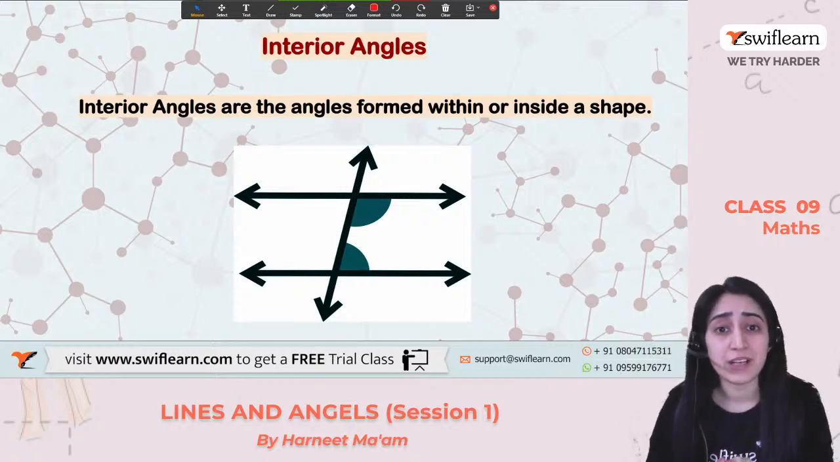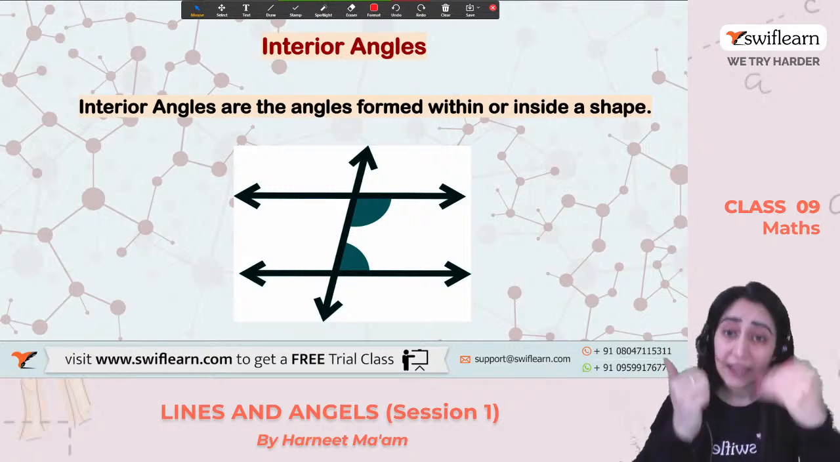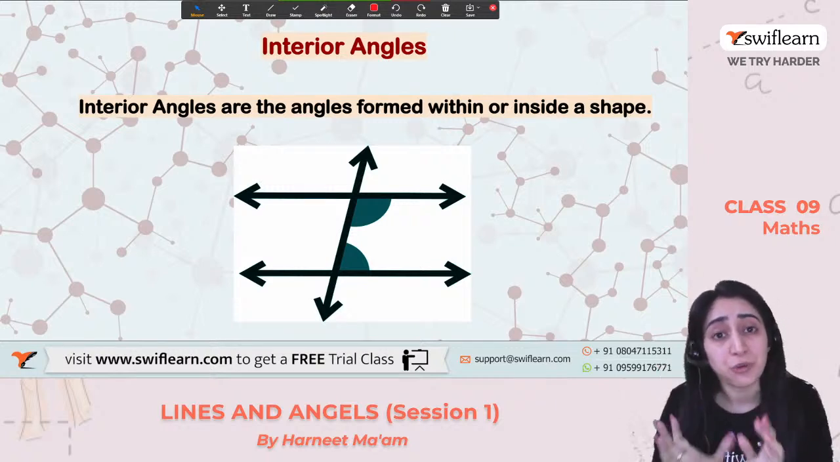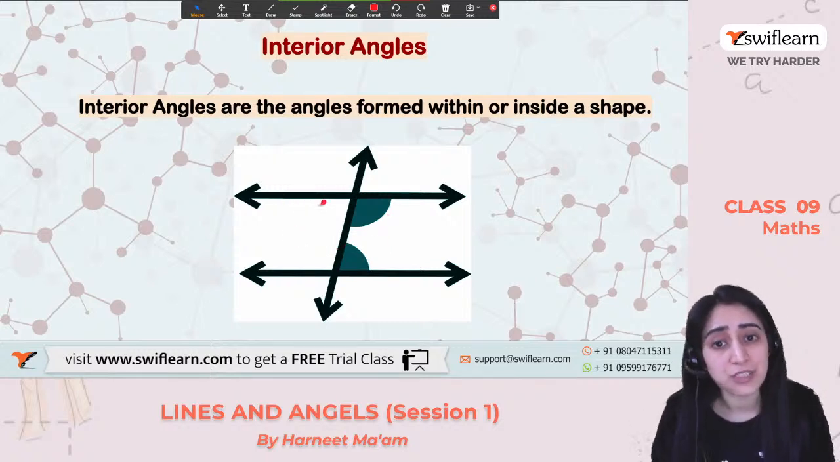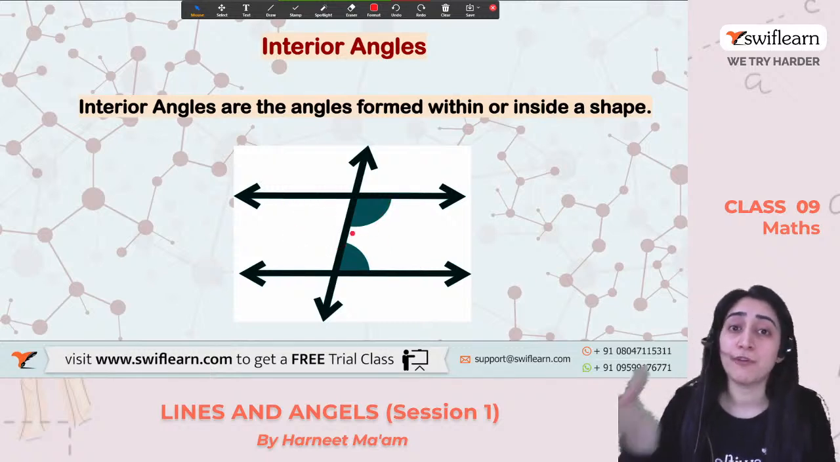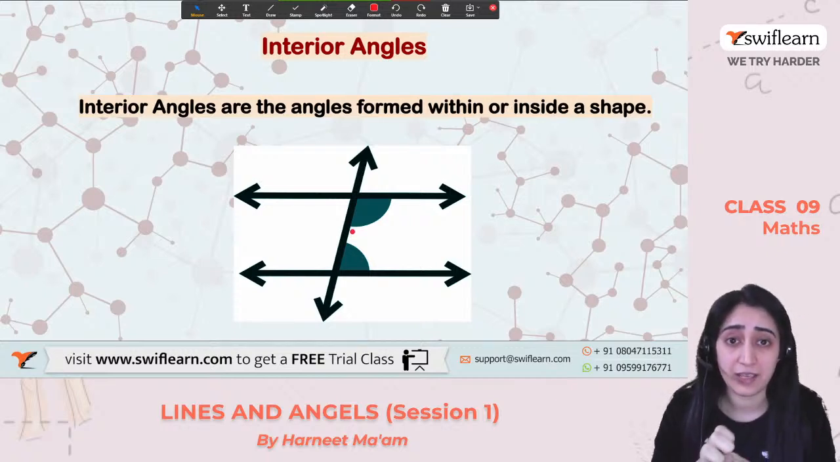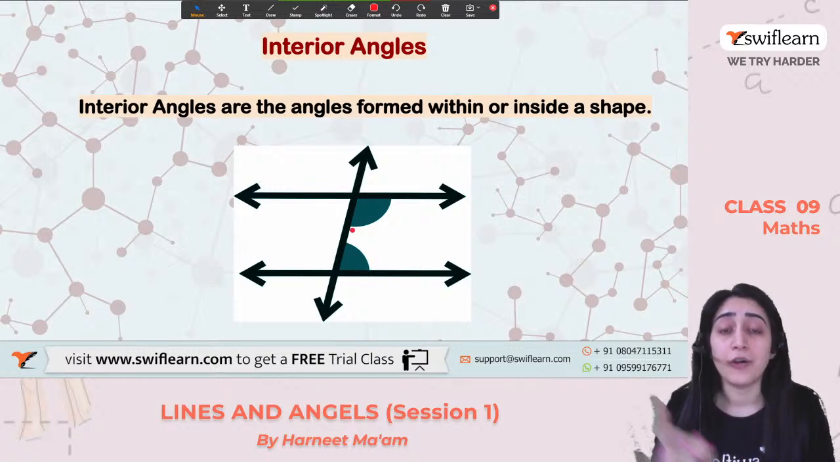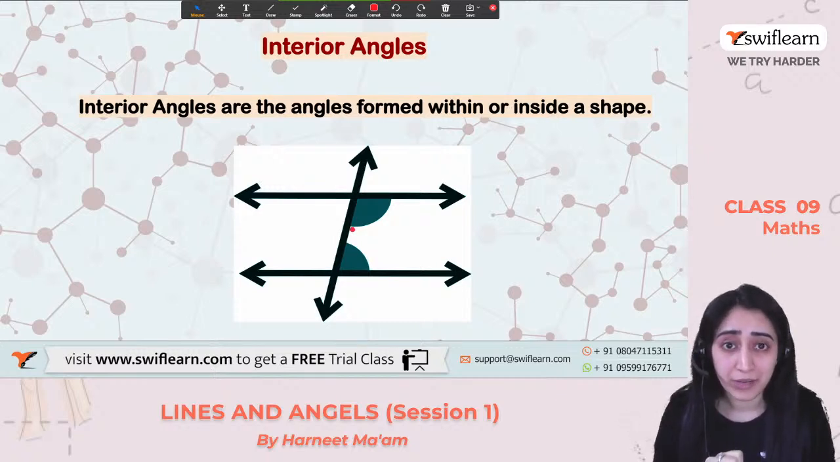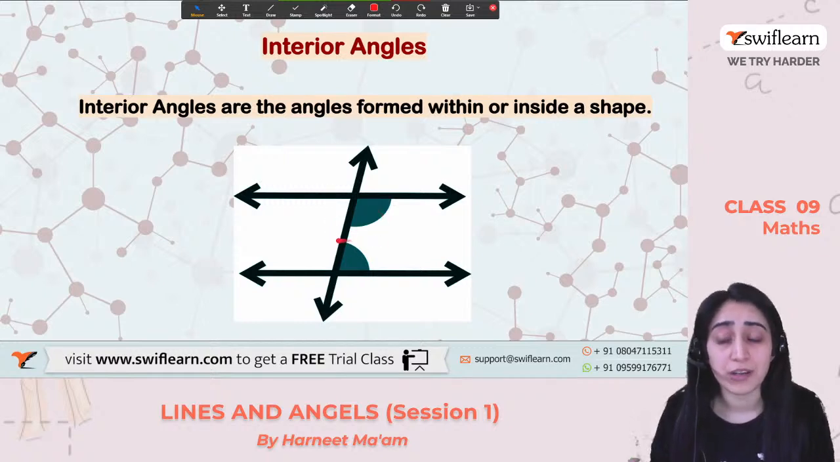Similarly, interior angles are the angles that are formed within or inside the particular shape. In these two parallel lines, if I tell you something inside these two lines, you'll go here or you go here. So these are the angles which are formed inside the parallel lines. We call them interior angles, or it may be inside a circle or inside a square, right? So the angles that are formed inside, we call an interior angle.